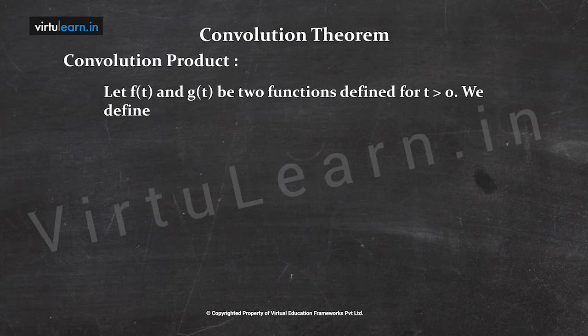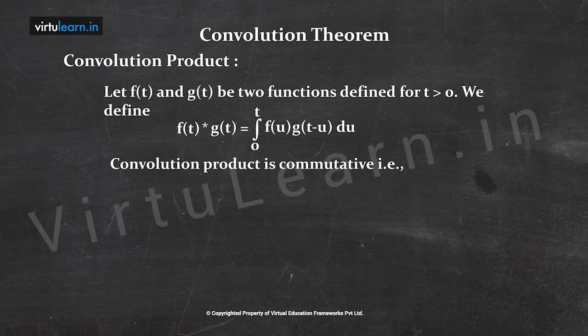We define f of t star g of t equals the integral from 0 to t of f of u times g of t minus u, du. This star in f of t star g of t is called the convolution product, which is nothing but the convolution product of the two functions f of t and g of t.